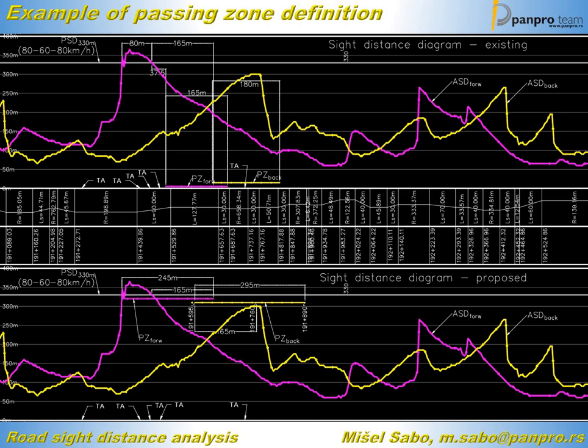The opposite direction is a bit more complex. Here you can see the permitted overtaking zone for the backward direction in the length of 295 meters, but how we got there. You can notice that available sight distance does not reach the necessary 330 meters at all, and we started the permitted overtaking zone even much earlier than it is in the current state.